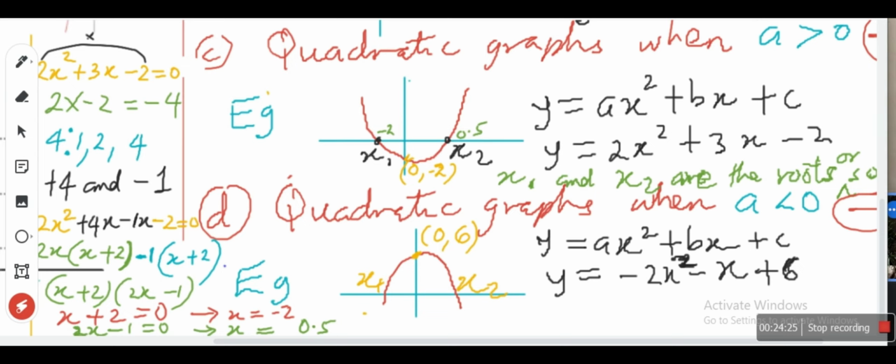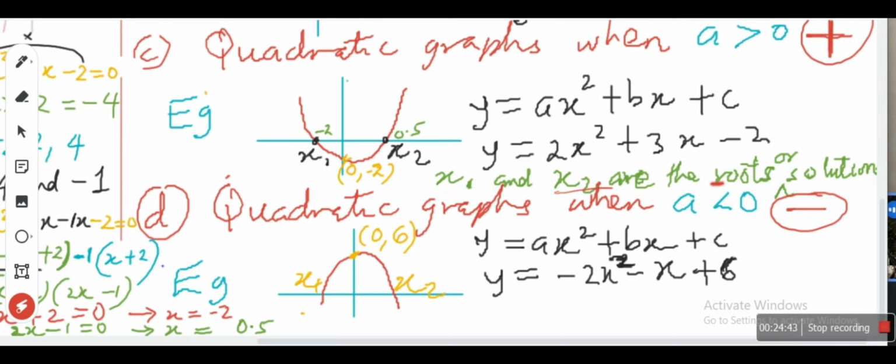To sketch the graph of a quadratic function, just to remind you, you need to find the roots where the graph cuts the x-axis. The roots are also called the solutions. x1 and x2 are the roots or solutions where the graph cuts the x-axis. And then you need to know the intercept. We know the intercept is this value, 0, minus 2, which is here. And then you need to know the turning point. You get that by completing the square. We've done that in another lesson.